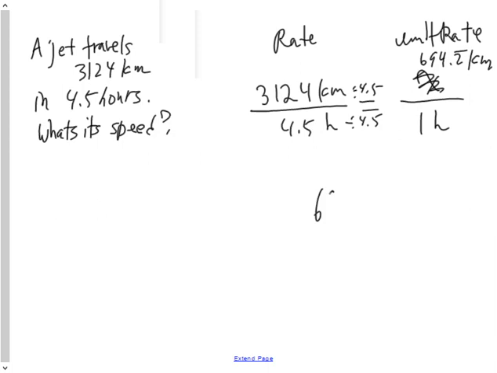So its rate of speed was 694-ish, approximately, kilometers per hour. Okay, that's one way to do it. Just divide both terms by a common number to get to 1.